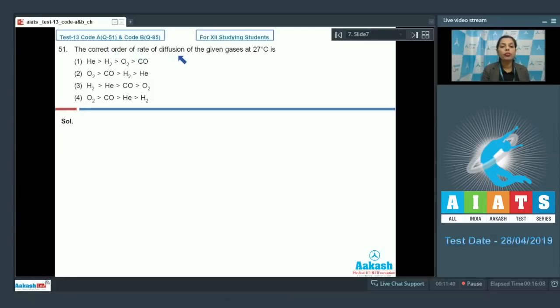The correct order of rate of diffusion of the given gases at 27 degrees Celsius is, if I talk about rate of diffusion, that is inversely proportional to root of molecular mass of the gas. It means heavier is the gas, less would be the rate of diffusion. So here we have the gases helium, hydrogen, oxygen and CO.